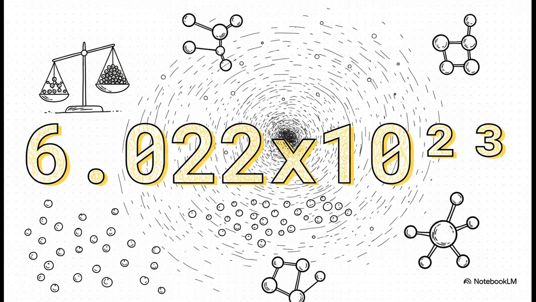So just how much bigger are we talking? Well, there it is. 6.022 times 10 to the 23rd. That crazy thing is called Avogadro's number. And yeah, that's a 6 with 23 zeros after it. It's just a mind-bogglingly huge number. And that's how many tiny little particles are packed into just one single mole of a substance.